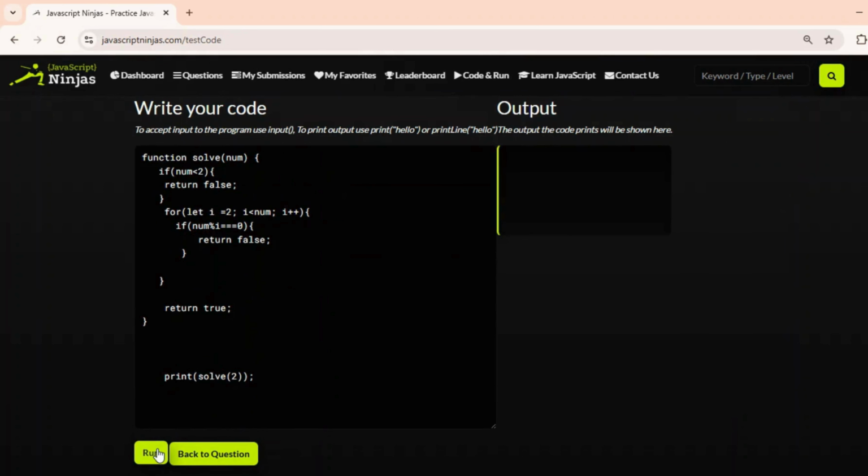Let's start with 2, it should return true, because 2 is a prime number. Next, 3, that's also true, since 3 is only divisible by 1 and itself. Now let's try 6, this one should return false, because 6 is divisible by 2 and 3. And finally, 9, that should also return false, since 9 is divisible by 3. So yep, our code is working perfectly. It correctly identifies which numbers are prime and which ones are not, just like we expected.